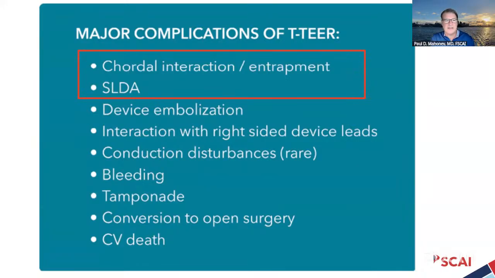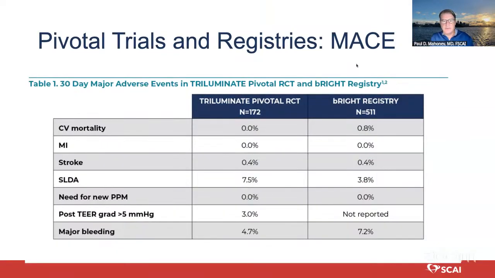and cardiovascular death. When we look at the data from the 2 large registries, TRILUMINATE and BRIGHT, we see that mortality is exceedingly low, MIs don't happen, and stroke is very low. The 2 major things: SLDA is 7.5% in the TRILUMINATE, and it's coming down in the BRIGHT registry. Pacemakers are not a problem, and major bleeding with large bore access remains a problem.